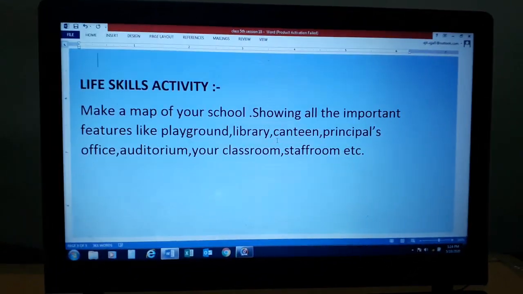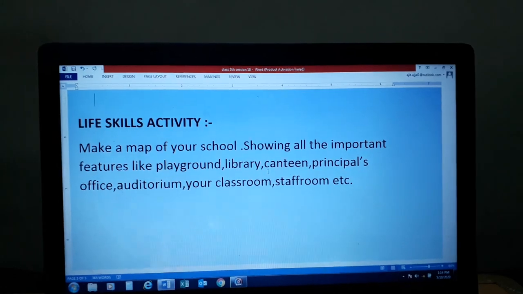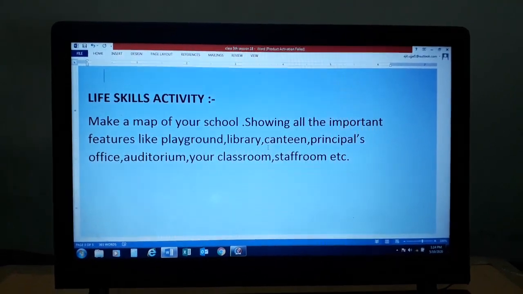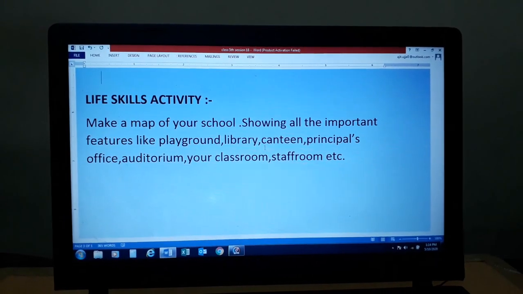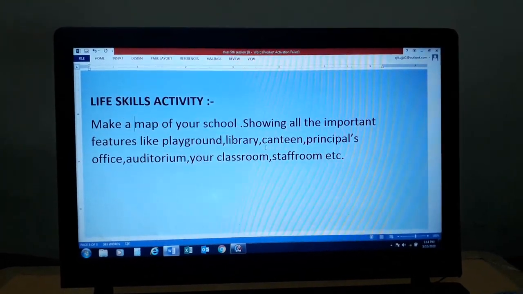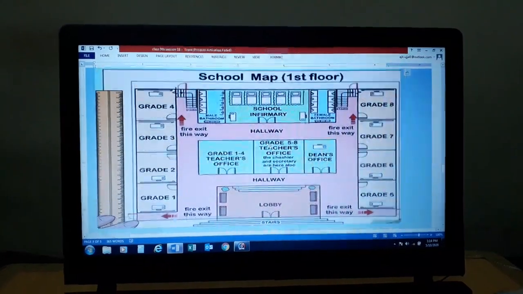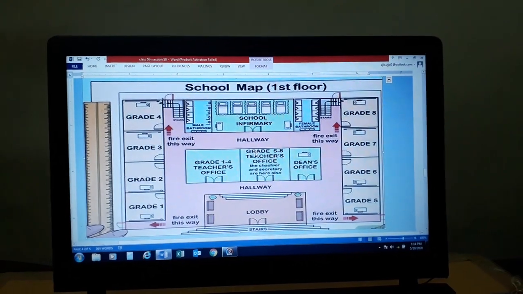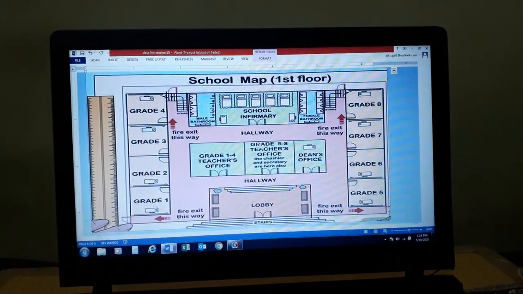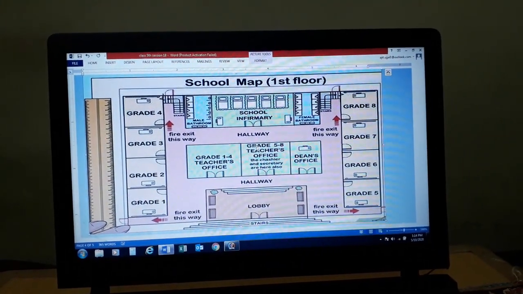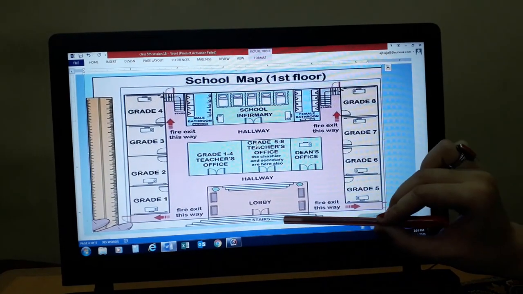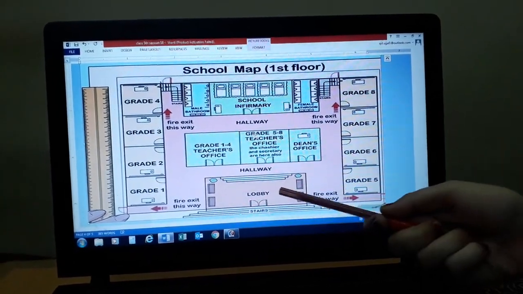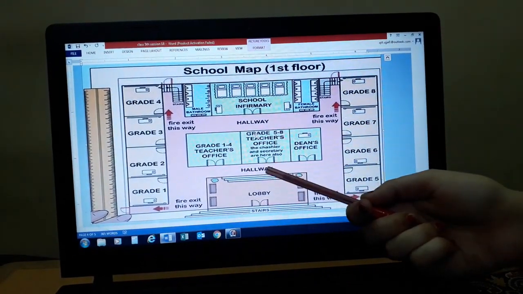So now students, we will understand one map which will have some of the portions that are discussed here. Let us see, students. Now we are discussing a school map, for example, a school map for a floor. Let us start. Students, we have stairs. You know what is stairs? We have stairs, then lobby, then you have hallway.